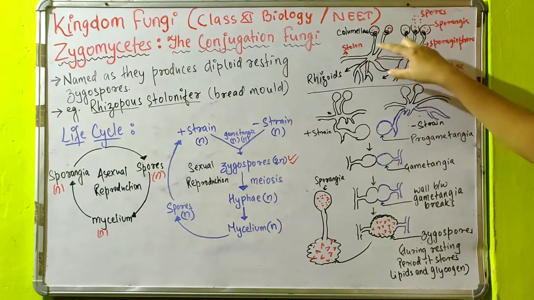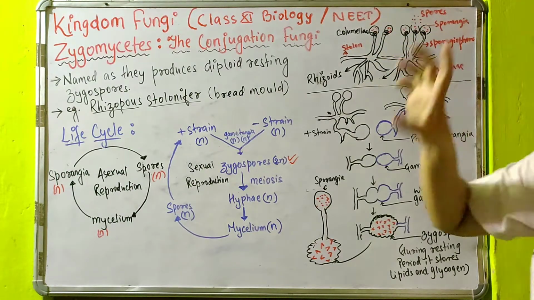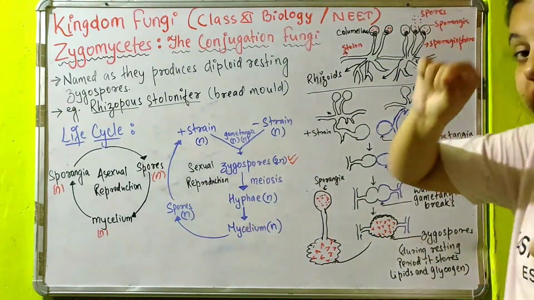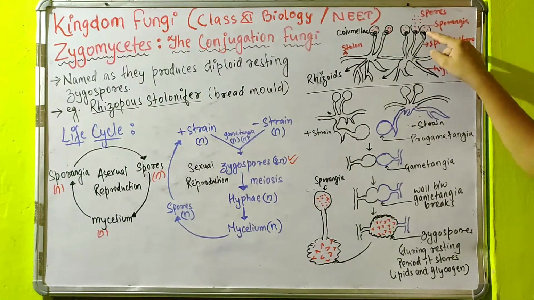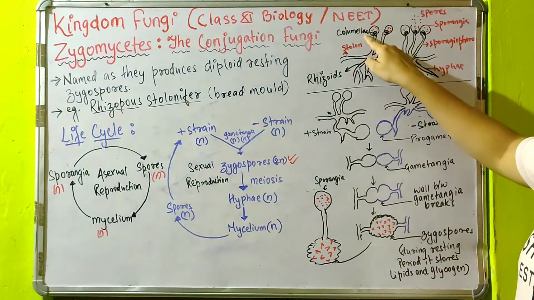The hyphae start growing in the vertical direction, and this is no more known as hyphae. Now this vertically grown part is known as the sporangiophore. At the top of this sporangiophore there is a bulge, and this bulge is known as the columella.